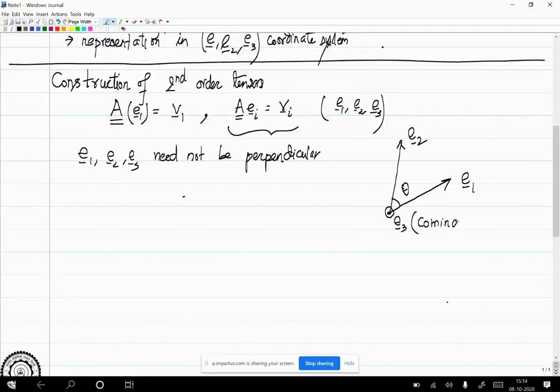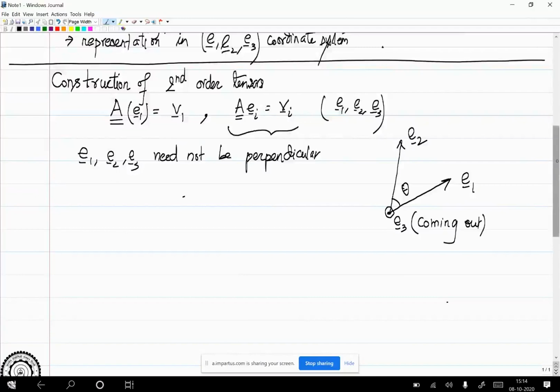Also, they need not be unit vectors. The E1, E2, E3 need not be unit vectors also. For a second order tensor, you just need to know how it acts on three linearly independent vectors, which need not be either unit vectors or perpendicular to each other. So if you just know that, then you can construct the tensor fully.